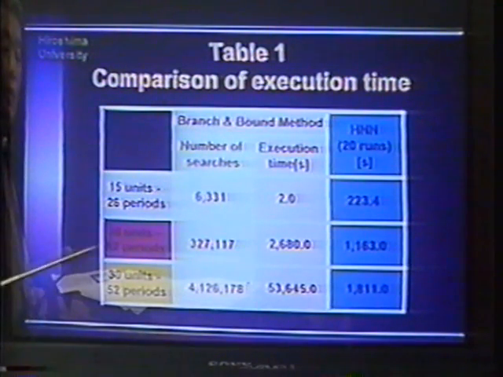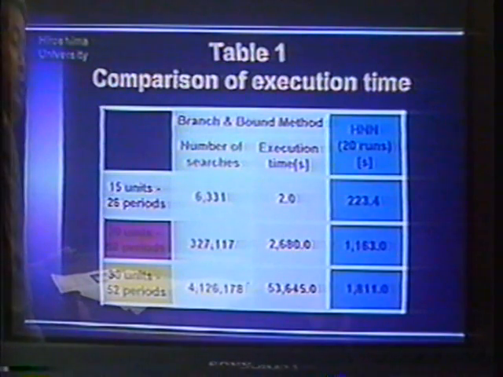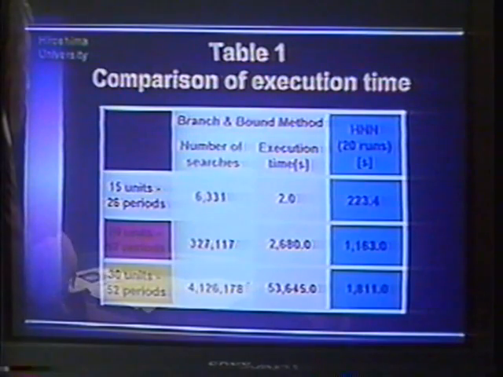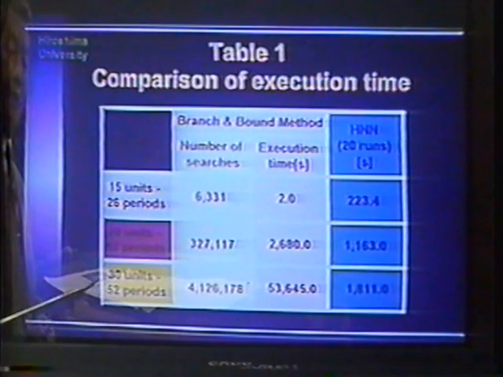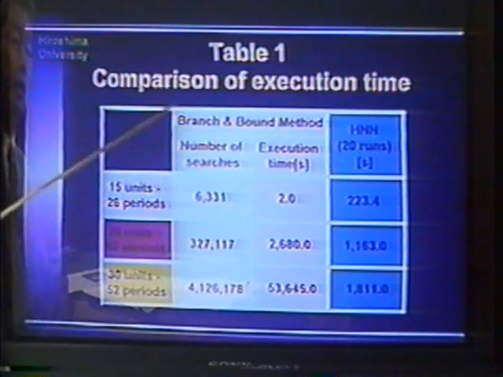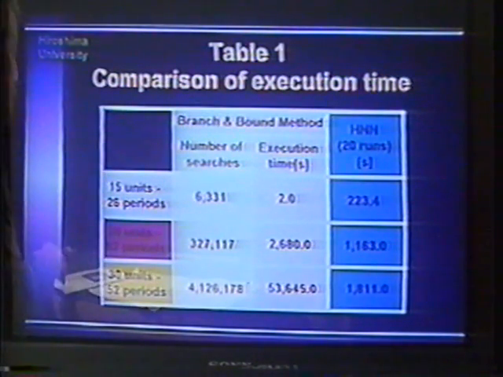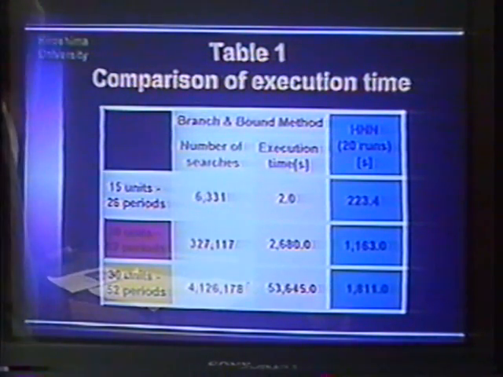We also have solved 40 units, 50 periods for large systems. Then the time ratio is over 1,000 or 10,000. And for 50 units, 52 periods, the branch and bound cannot solve the problem even after 2 months. Okay, that means it's impossible.